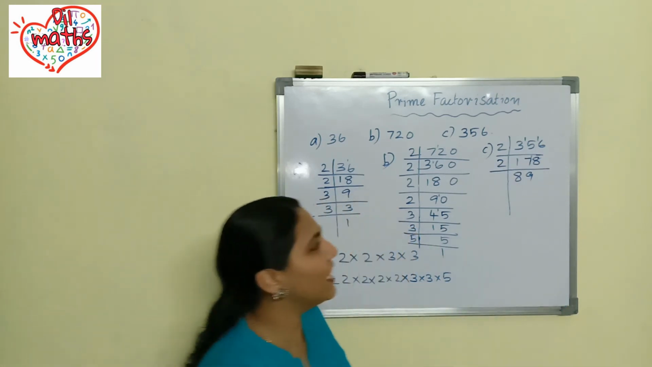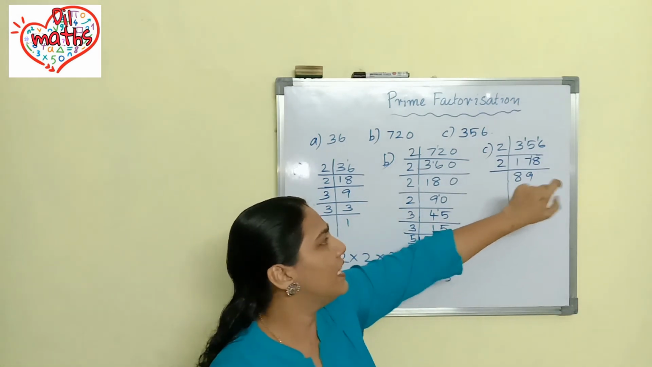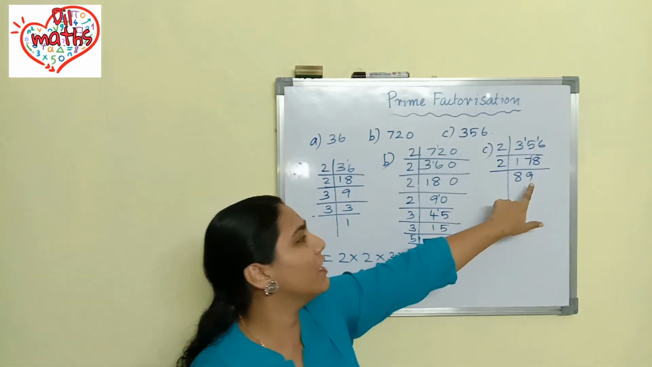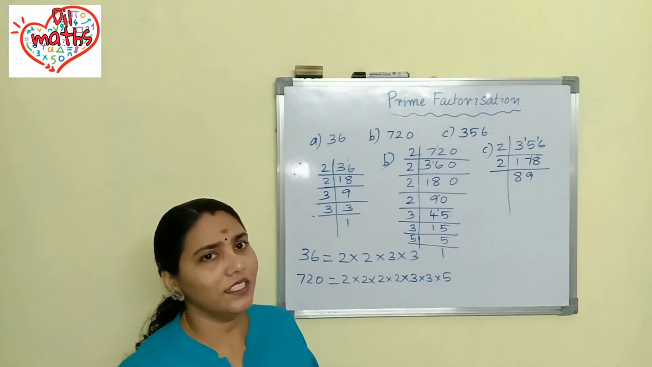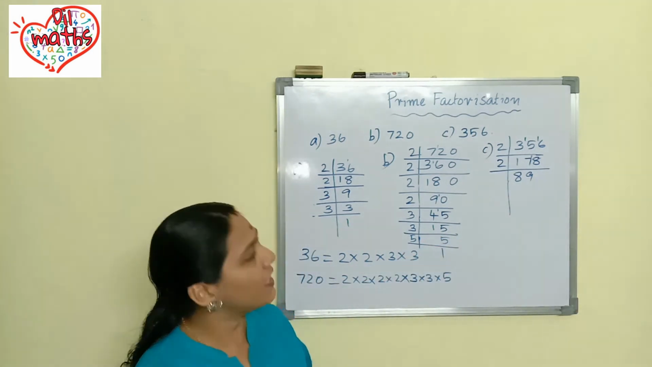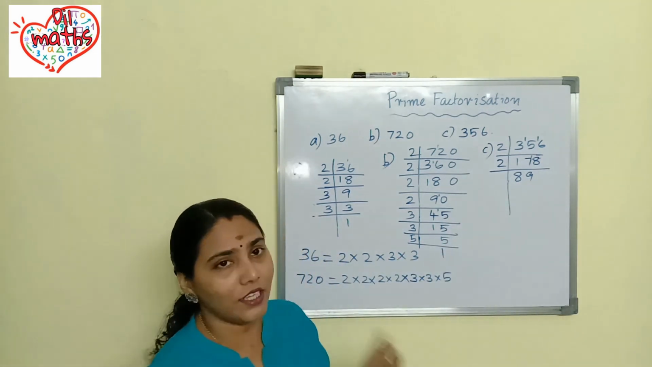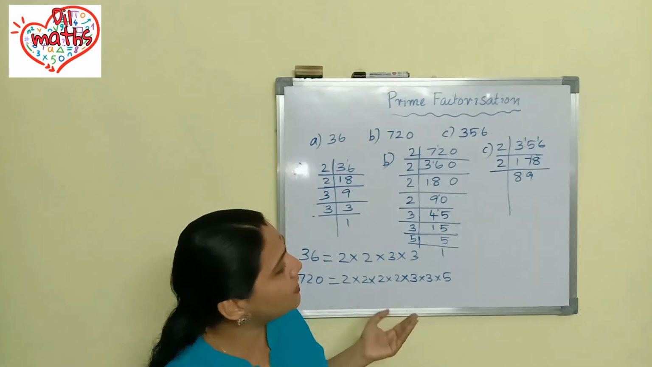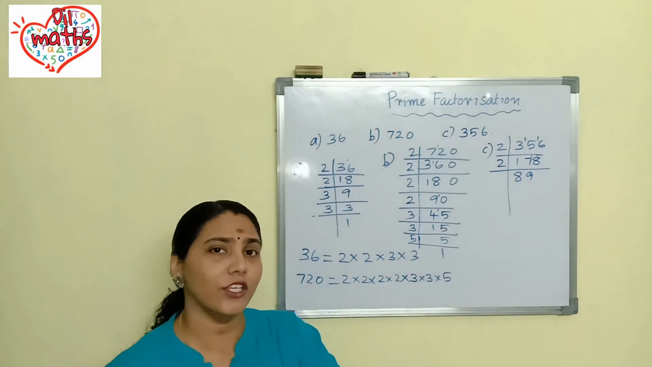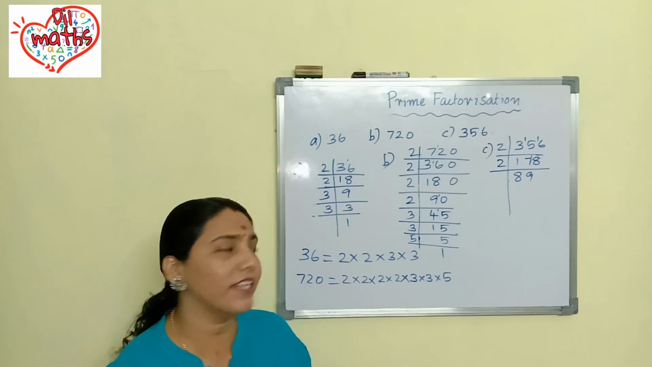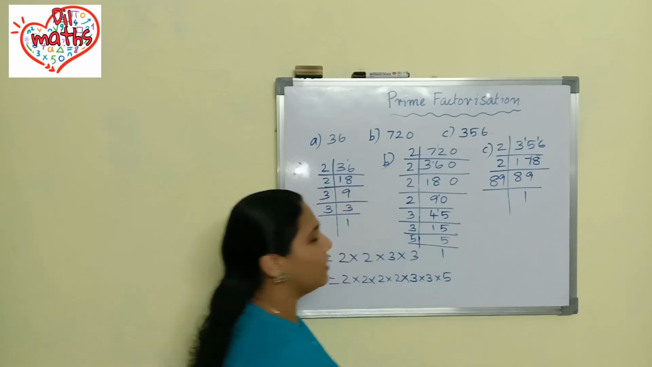Now this 89, is it divisible by 2? No, because in the ones place it is given 9. It is not an even number. Can you divide that number by 3? 8 plus 9 is equal to 17. The sum is not divisible by 3. Can you divide that number by 5? No, because in the ones place it is 9. If you keep checking like that, you can find out that 89 is a prime number. So we can divide that 89 by 89 and you will get 1.